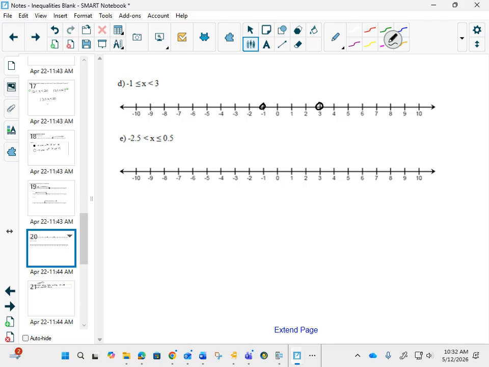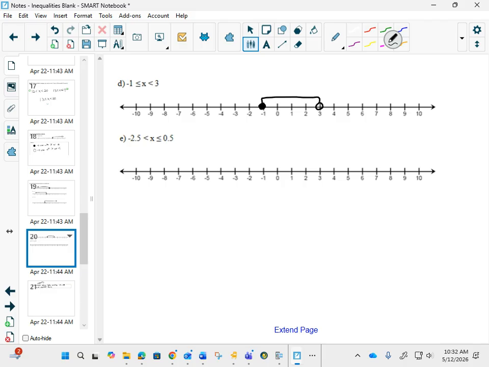Alright, where's the equal sign? The equal sign is with the -1. So you fill in this one, leave that one open. And the x is between them, so this is what you draw. All of those are the right answers. 0, 1, 2, 1.3, 0.7, -0.2. Those are all numbers in between -1 and 3.